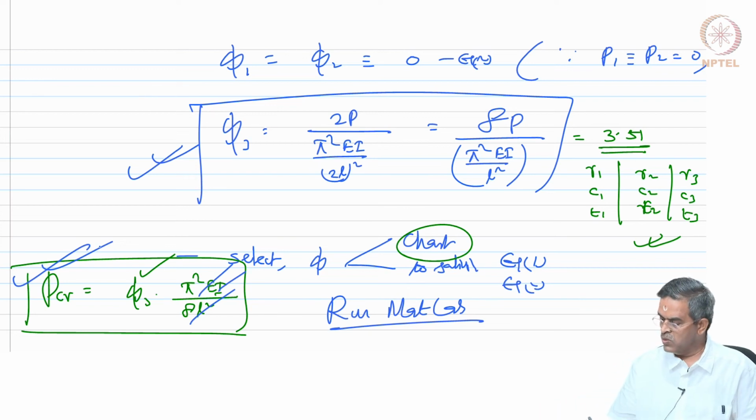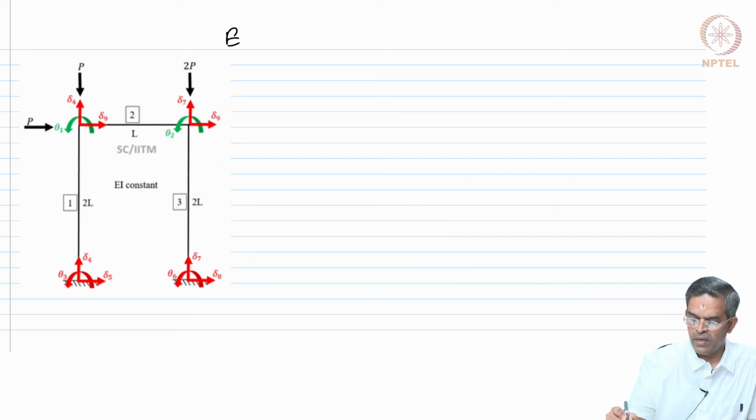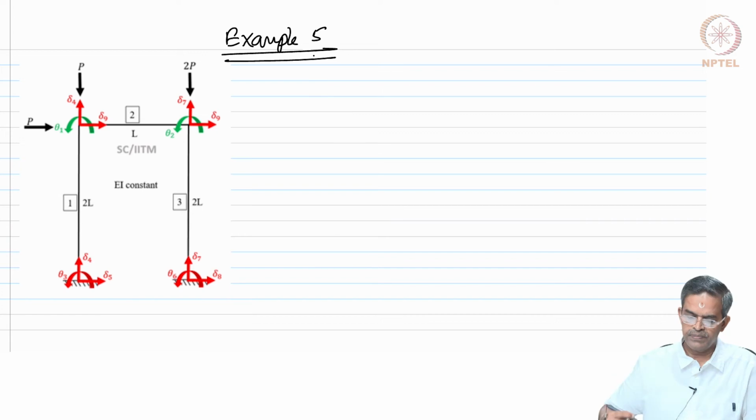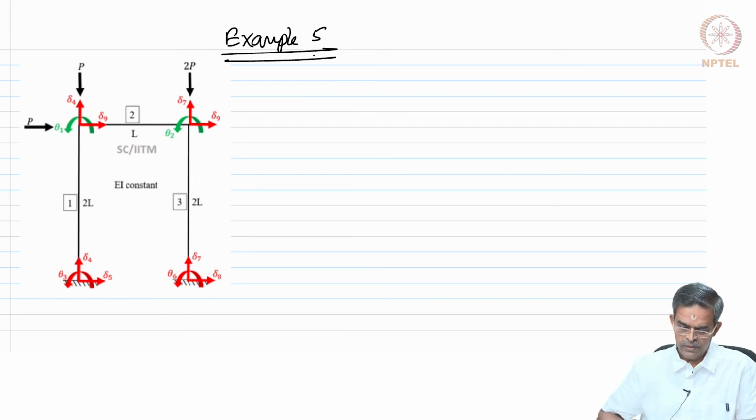Okay, friends, let us do one more problem. Example 5. You can now see a single bay, single story frame on the screen. So, I can quickly write some inferences.